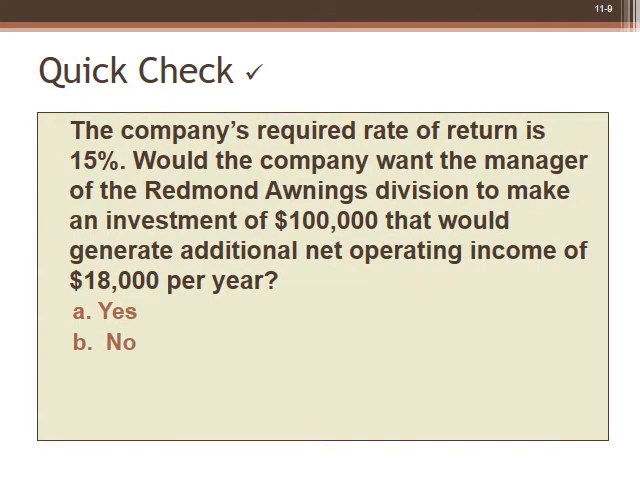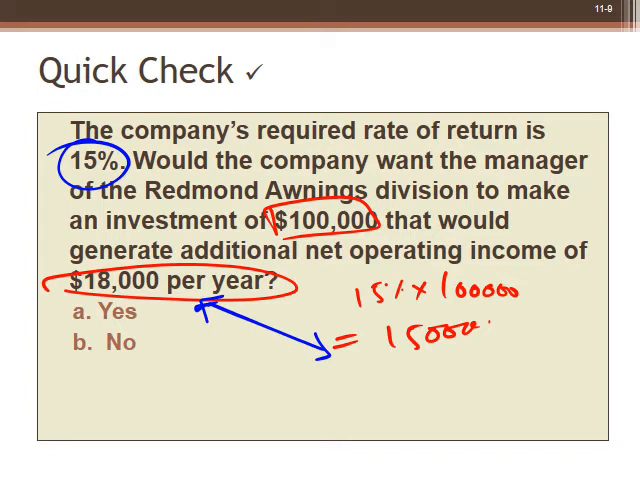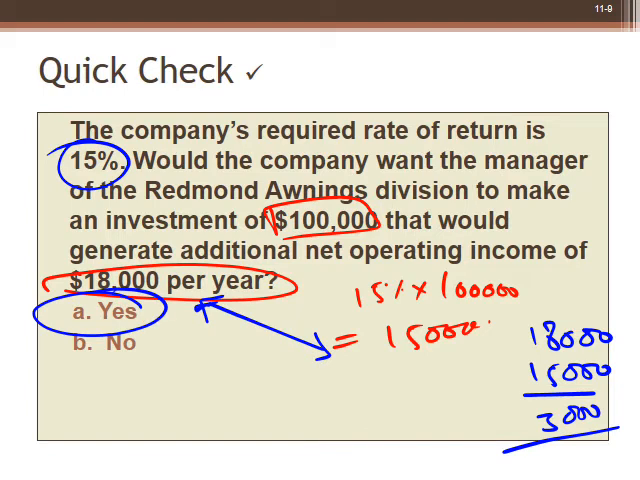The other flavor is that the company's required rate of return is 15%. The company wants the manager of the Redmond Evening division to make an investment of 100,000 that would generate additional net operating income of 18,000 per year. What is your answer? Just pause the video and do it by yourself, then we do it together. Okay, what is the required minimum level of income? That is 15% of 100,000, which is 15,000. And you make 18,000. So the residual income is 3,000 positive, which means yes.